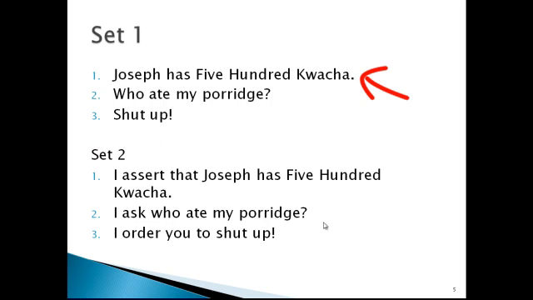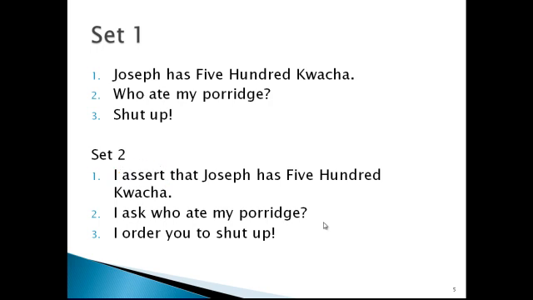Joseph has 500 kwacha. That's the first sentence in set 1. The act that is being performed in this particular sentence is assertion. So what set 2 does is to use the word assert and then say that which is being asserted. I assert that Joseph has 500 kwacha.